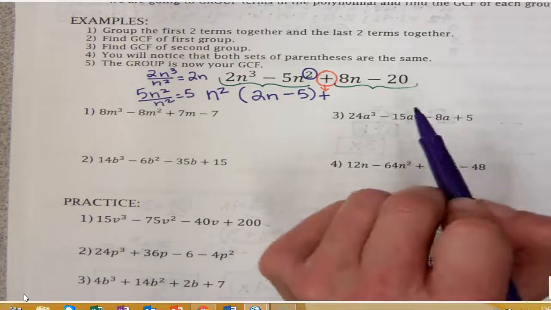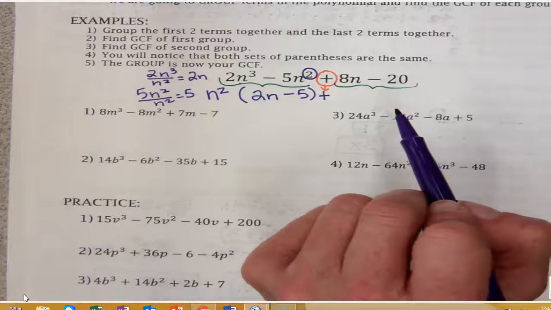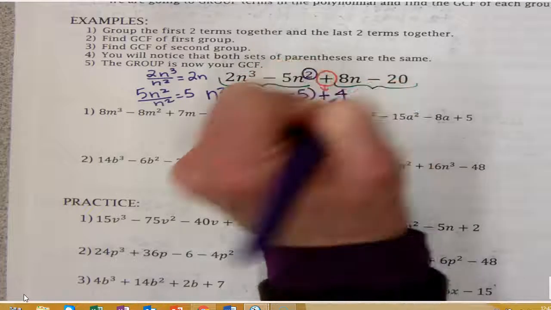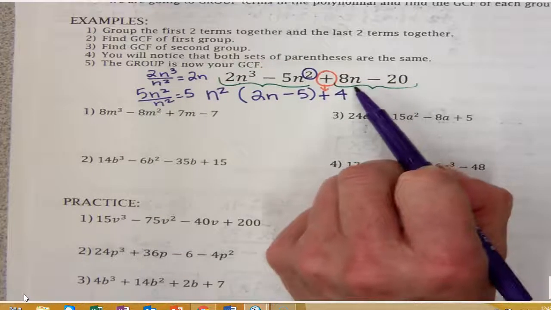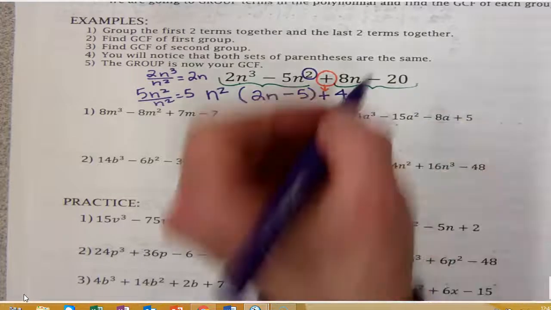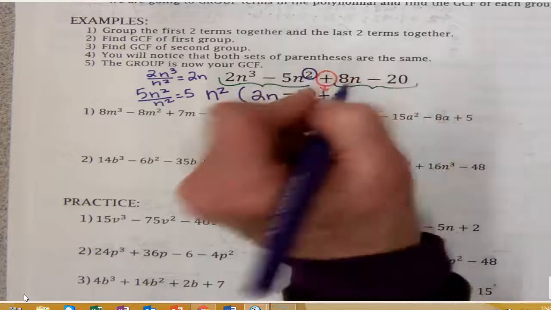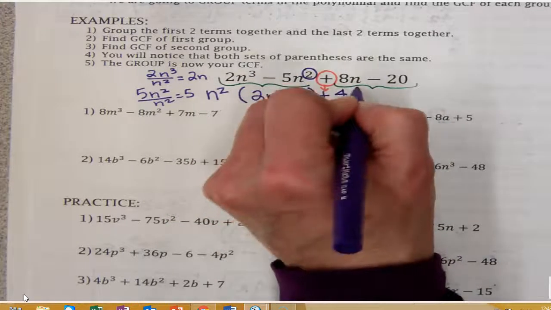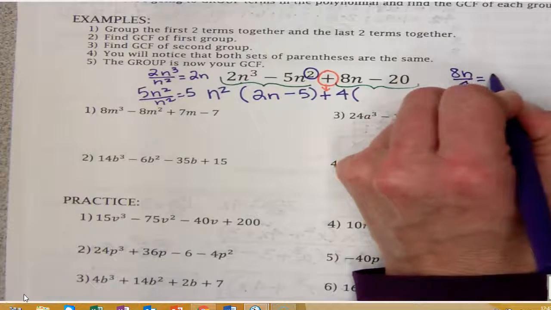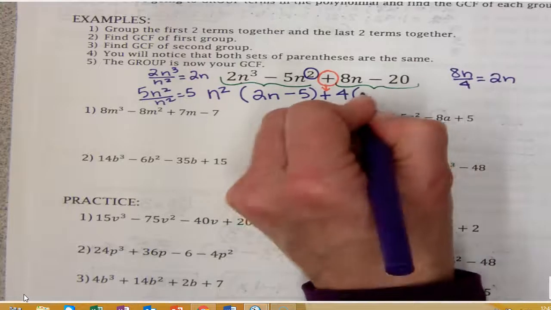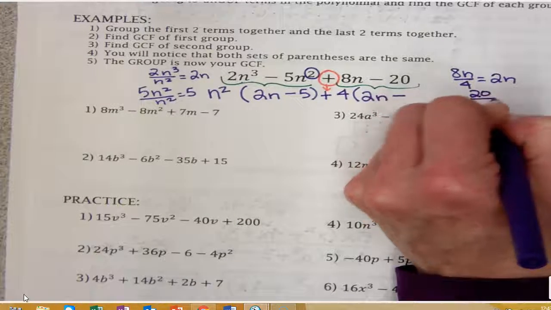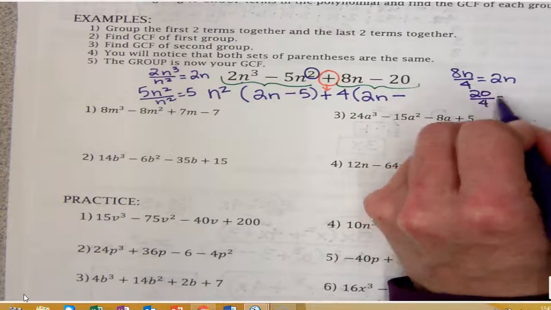what number goes evenly into 8 and 20? Well, 8 doesn't, but I know 4 does. So if I were to take out 4, can I take out another n? There's an n here, but there's no n there. So I can't take an n out. I can only take it out if it's in both terms. So when I divide 8n by 4, I'm left with 2n minus, and then 20 divided by 4 is 5.